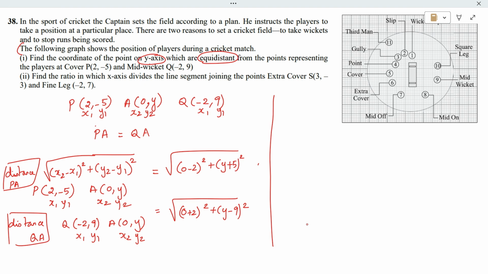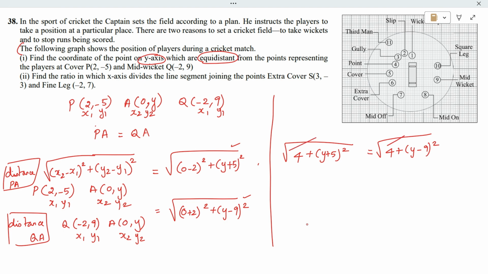Now I'm just going to equate these two. Distance PA will be equal to distance QA, right? So I'm going to equate these two, that is root of (0 minus 2, which will be just minus 2) the whole square, that is 4, plus (y plus 5) the whole square, is equal to, again, 0 plus 2 is 2, 2 square is 4, so root of 4 plus (y minus 9) the whole square.